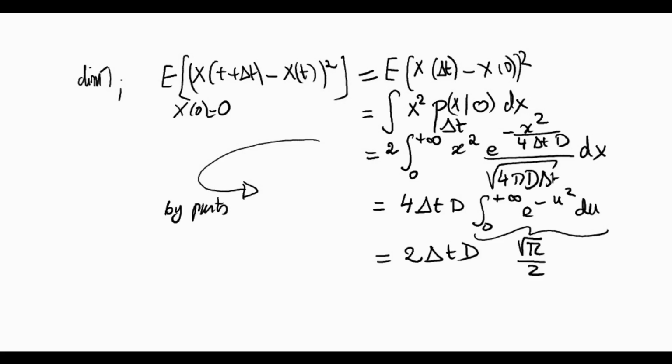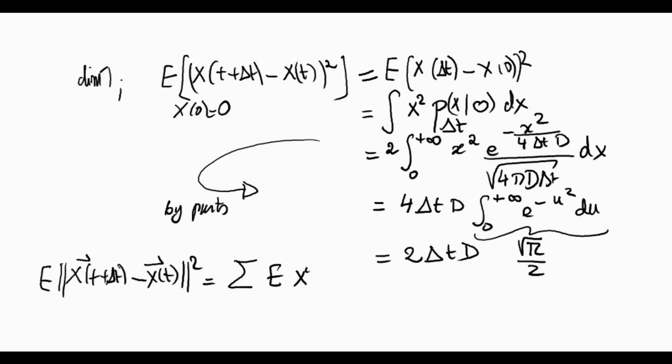And if we have a process in n dimensions, x of t plus delta t minus x of t, calculating the Euclidean norm squared is going to be the sum over all coordinates of the expectation of xi of t plus delta t minus xi of t, squared. Using this calculation, since they are all the same, this is n times the result that we have here. So this is 2 n d delta t.